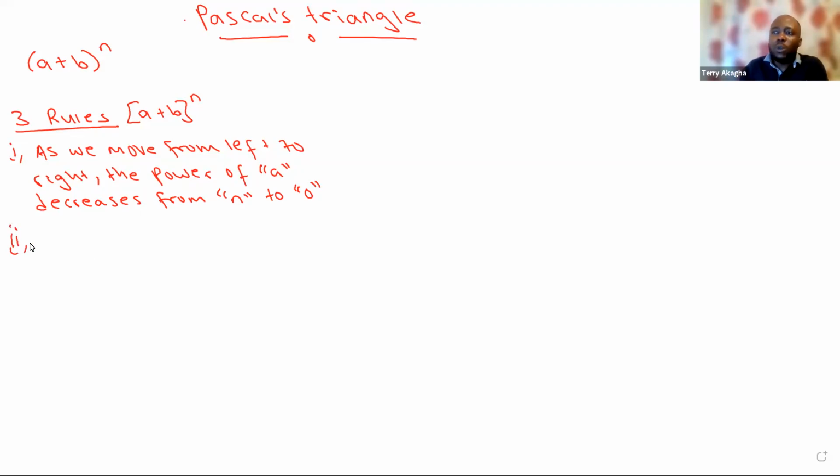Then the second rule is that the power of b will increase. The power of b is going to do the reverse of the power of a. So the power of b increases from 0 to n.